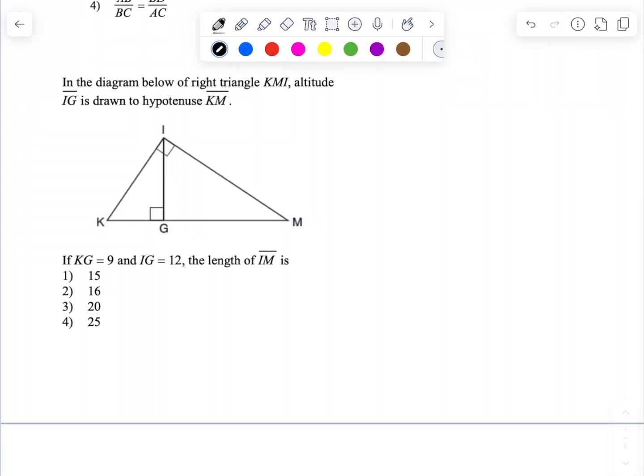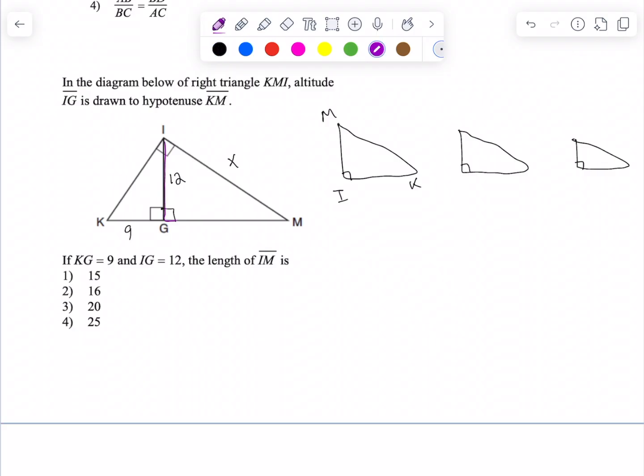Okay. In the diagram of right triangle KMI, altitude IG is drawn to hypotenuse KM. So we do have 2 right angles that are formed. If KG is 9 and IG is 12, the length of IM is what? So once again, we're going to just redraw all the triangles. Once again, it's going to get very quick and repetitive so that they're all facing the same way. In the big triangle, the letters don't matter. It's the other triangles that are going to matter.